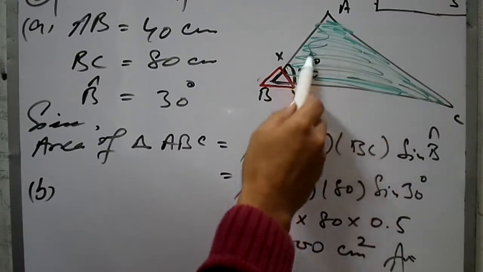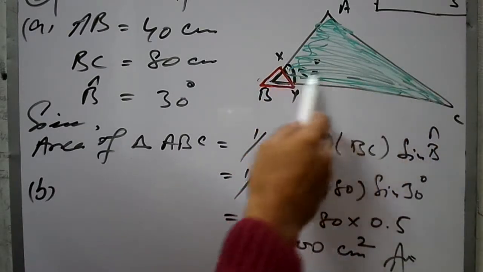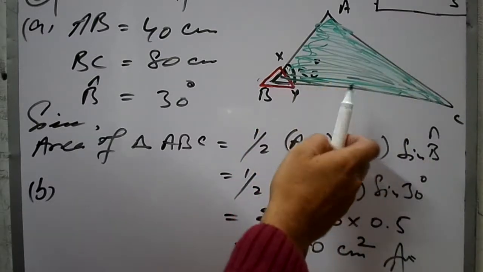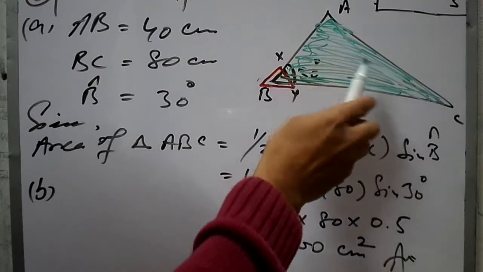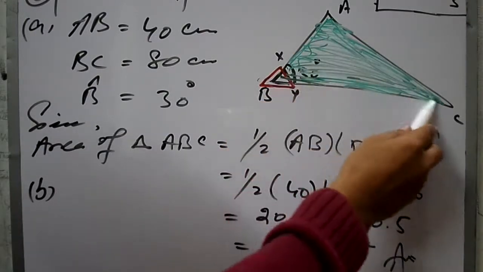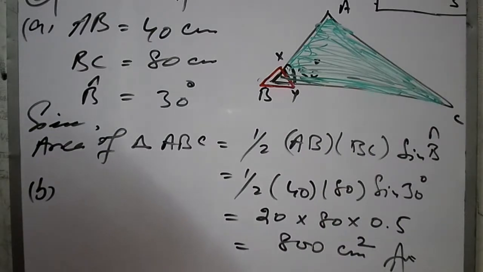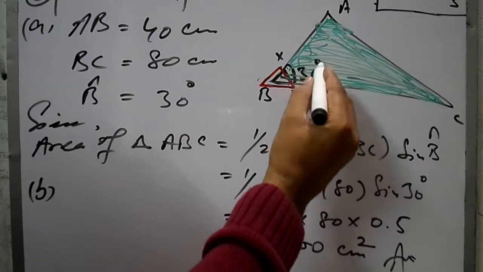So first of all, we have calculated the full area of a triangle. Then we have to find the small area of a triangle, then we have to subtract, so we will get the green color shaded area. So you can see here that is your 30 degree.